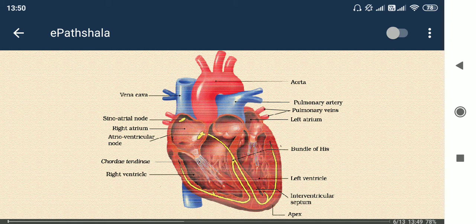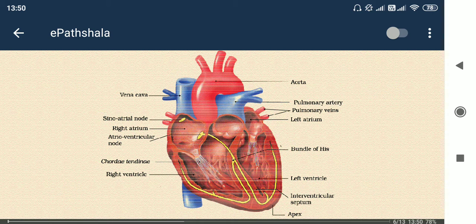Now blood can go to the pulmonary artery and the aorta. From the left ventricle it is going to the aorta, and from the right ventricle it is going to the pulmonary artery through the semilunar valve. The semilunar valve is there between the aorta and left ventricle, and the pulmonary artery and right ventricle. So ventricular contraction is done.